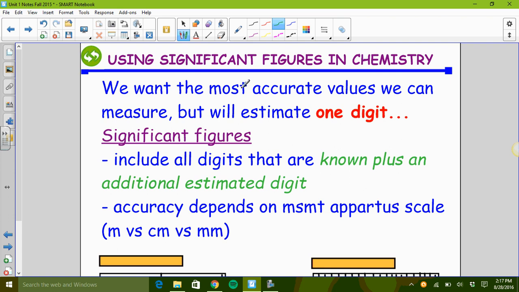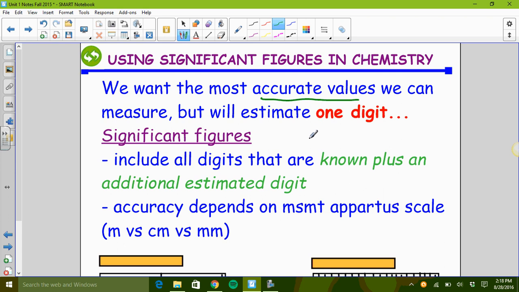my ruler says this cube is 1.255555555 centimeters long. None of our rulers are that accurate. There's a lot of digits in that number. So we try to say the number of digits we need to not mislead our audience when we're telling them what our numbers are. We want the most accurate values when we do measurements, but we always allow for one digit of wiggle room.